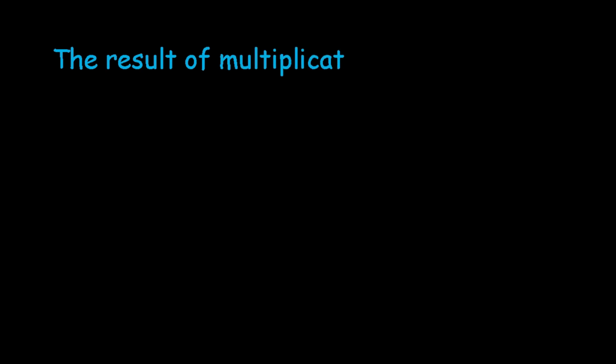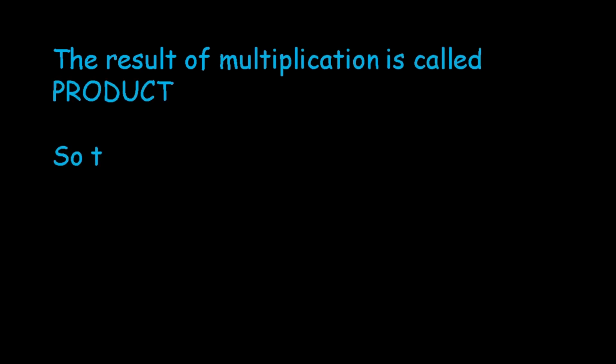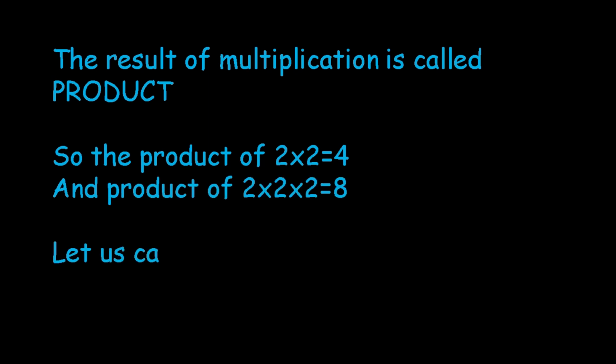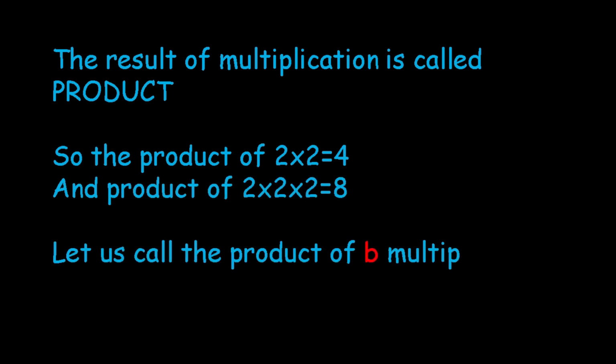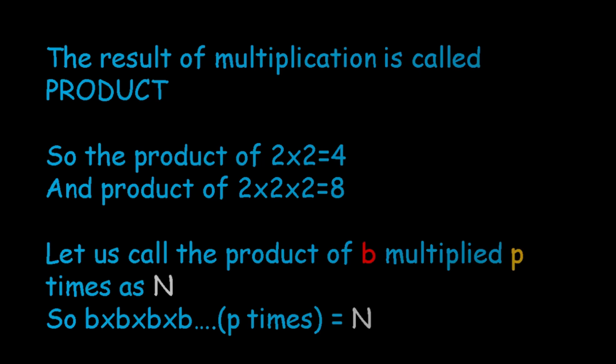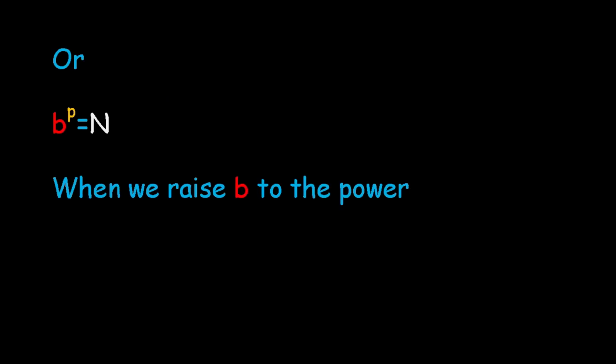The result of multiplication is called product. So the product of 2 multiplied by 2 is 4 and the product of 2 multiplied by 2 multiplied by 2 is 8. Let us call the product of b multiplied p times as n, or b to the power p equals n. When we raise b to the power p, we get n.